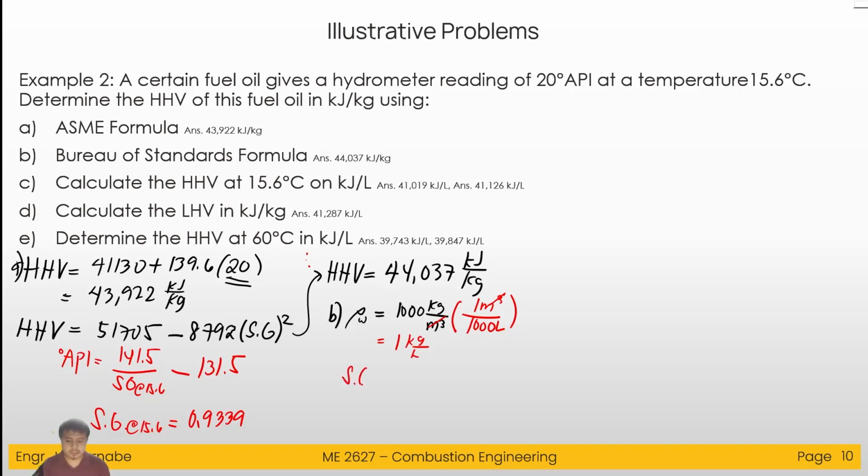And we know that specific gravity of any fluid is just the density of the fluid over the density of water. Okay? So therefore, you can find the density of the fluid as the density of water times the specific gravity. We already know the specific gravity, so we just multiply 0.9339 by the density of water, which is 1 kilogram per liter. So basically, it's just 0.9339 kilogram per liter.